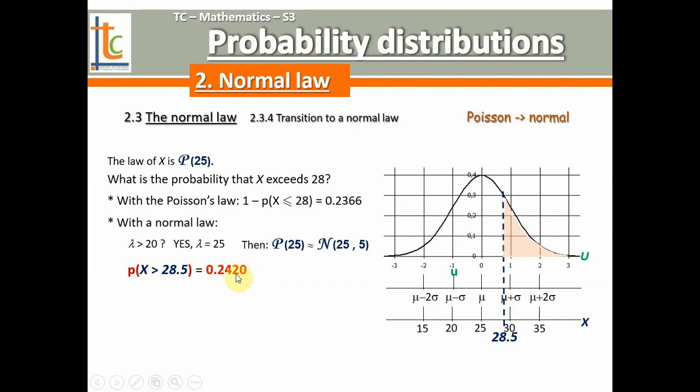So 24.2% in comparison with 23.6%. But if you had made a mistake and put the value 28 instead of 28.5, your probability would have been maybe 26%. It would be far from the true value, which is actually 23.66%. So you would have seen that you had made a mistake. If your result is very close to the right one, you can think that you didn't make a mistake.